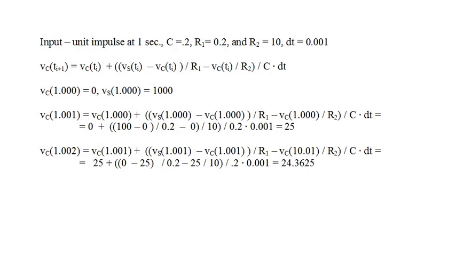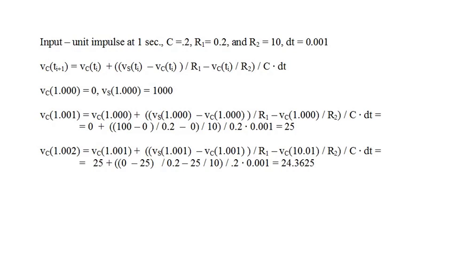So everything is quiet in the circuit till t equals 1 second, when Vc equals 0 and Vs spikes to 1,000. Now we start calculating at 1.001. Vc at 1.001 equals Vc at 1.000 plus (Vs at 1.000 minus Vc at 1.000 divided by R1, minus Vc at 1.000 divided by R2), all divided by C, times dt. And plugging in the numbers, we get Vc at 1.001 equals 25.